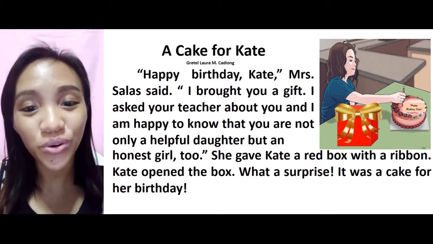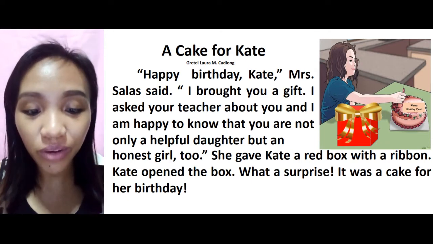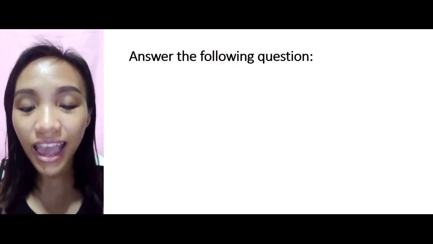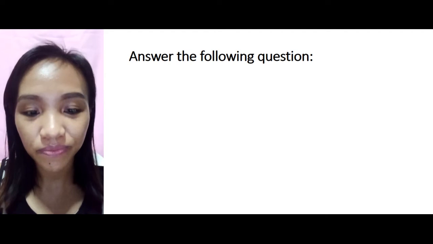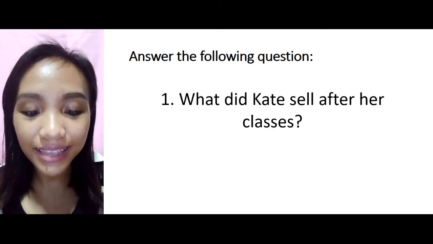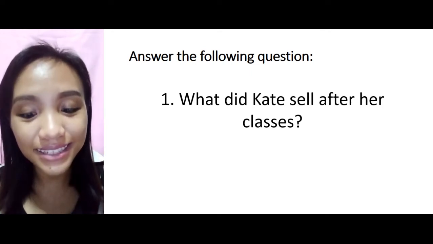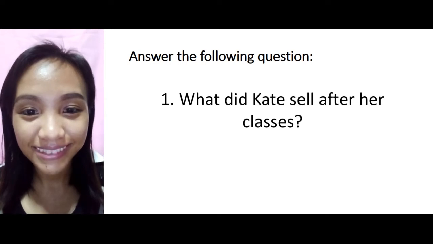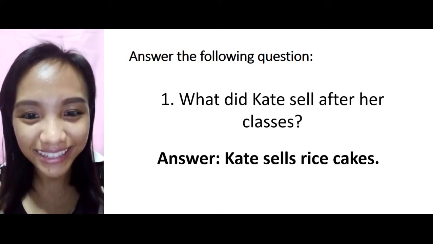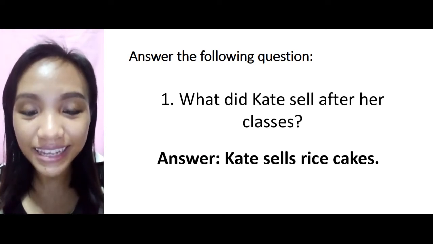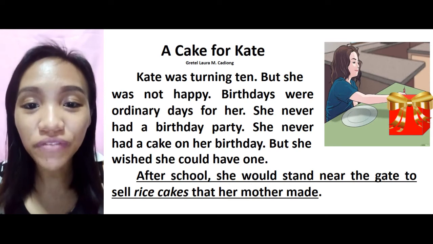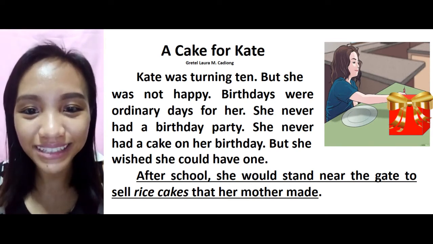That ends the short story. Now, to check whether you listened very well and analyze the characters in the story, answer these questions. Question number 1. What did Kate sell after her classes? The answer is Kate sells rice cakes. Let's read the underlined sentence silently. Let us review the part of the story where the answer is found.